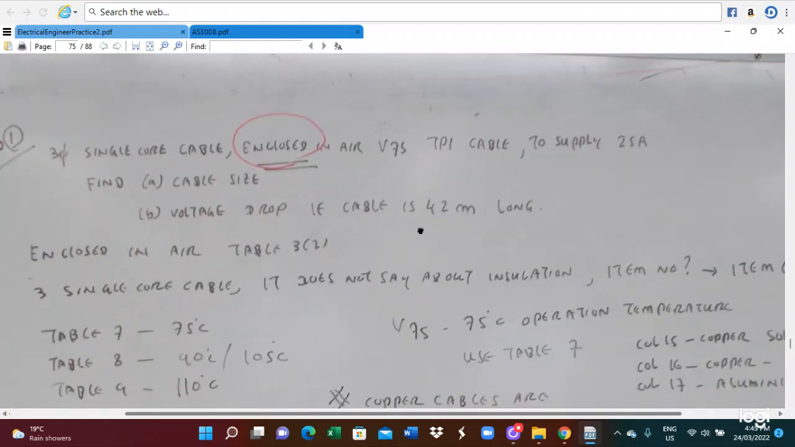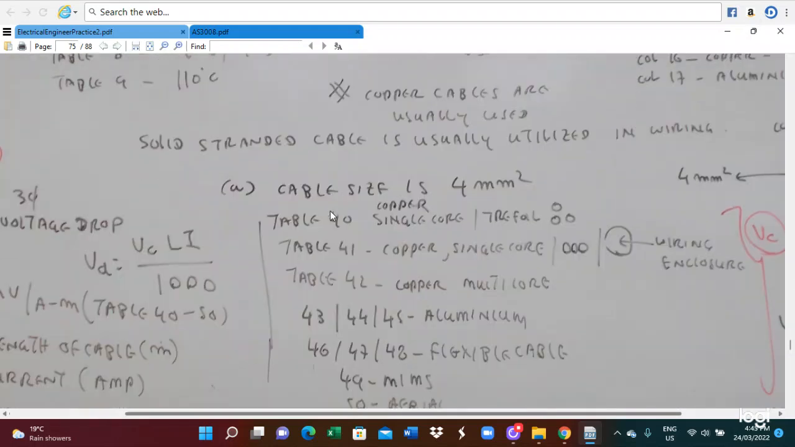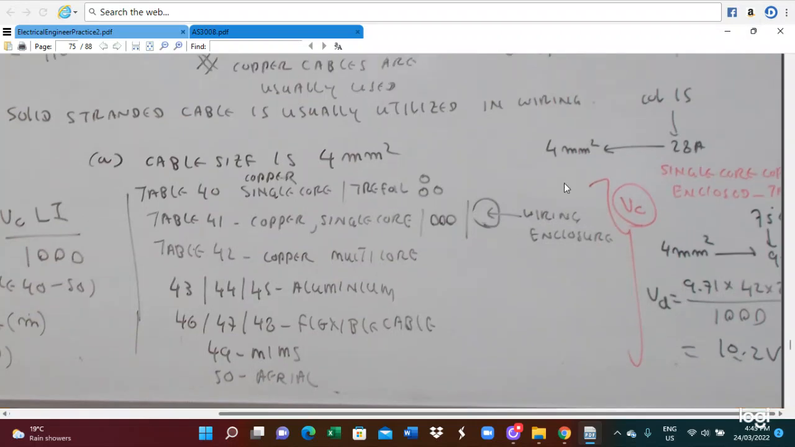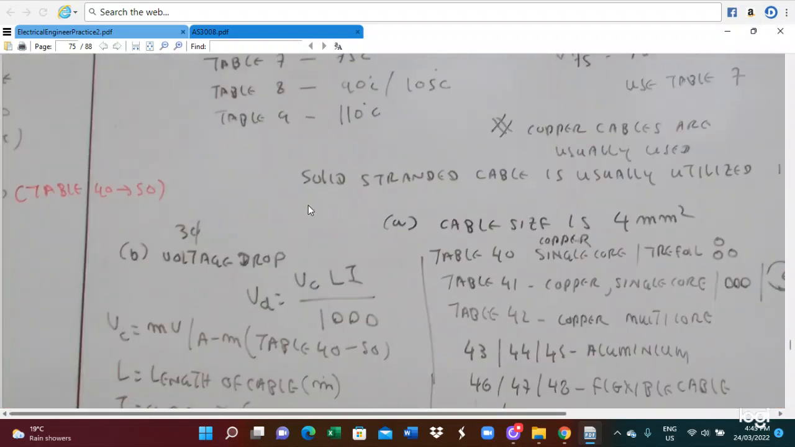So there will be an enclosed installation. Three single-core cables enclosed in air. So this is three single-core cables enclosed in air. Therefore, we have to determine which table to utilize for this cable.